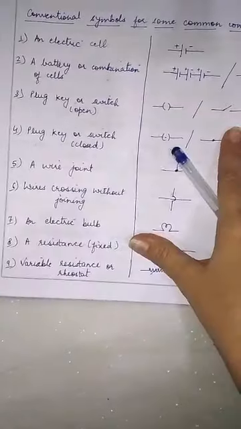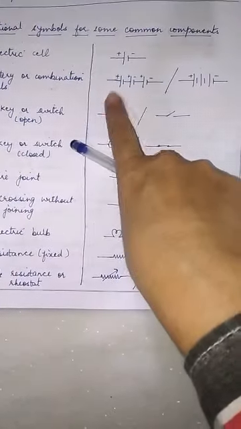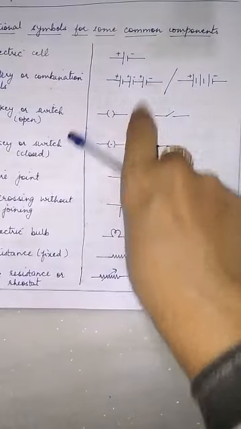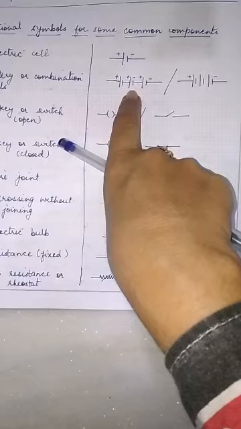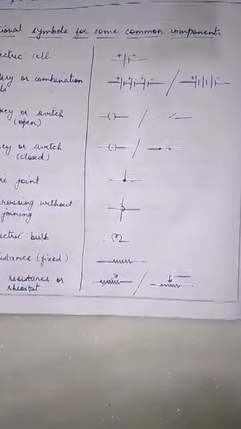Second is a battery, or combination of cells. This is the symbol of a battery. It is a group of cells. A combination of cells is called a battery. We can show the battery by this symbol or by this symbol.